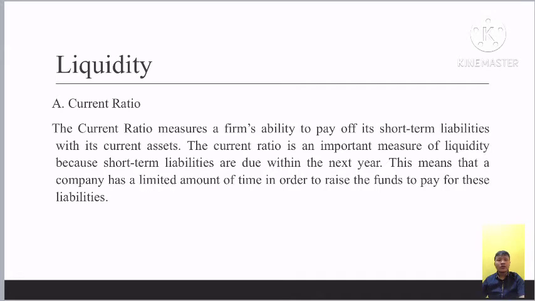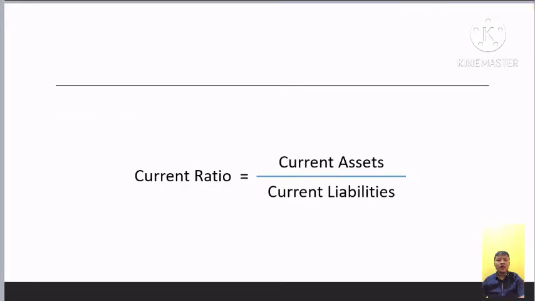Current ratio is to measure a firm's ability to pay off short-term liabilities with its current assets. The current ratio is an important measure of liquidity because short-term liabilities are due within the next year. This means that a company has a limited amount of time to raise the funds to pay for these liabilities. The formula to calculate the current ratio is current ratio equals current assets divided by current liabilities.